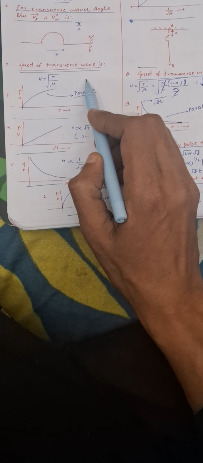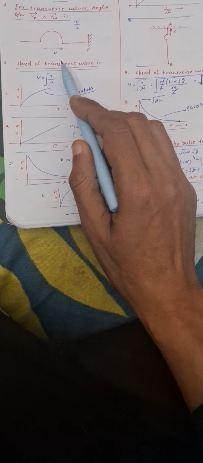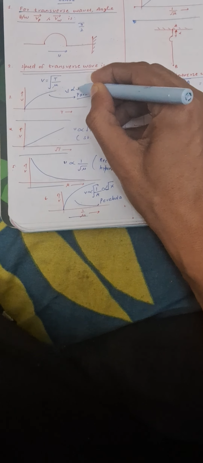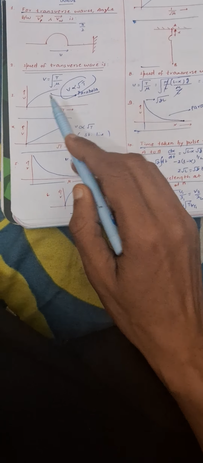Next is the speed of a transverse wave. In a string, the speed of a transverse wave is root under T by mu, where T is the tension in the string and mu is the mass per unit length. Next is the V-T graph. From here we can see that V is proportional to root T. So the graph will be a parabola turning toward the T axis like this.